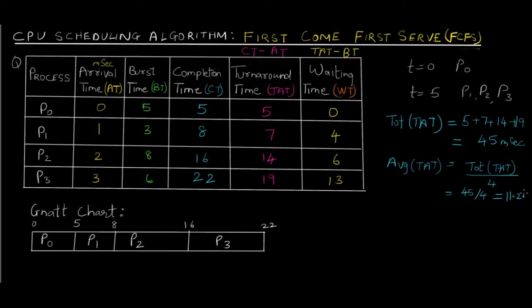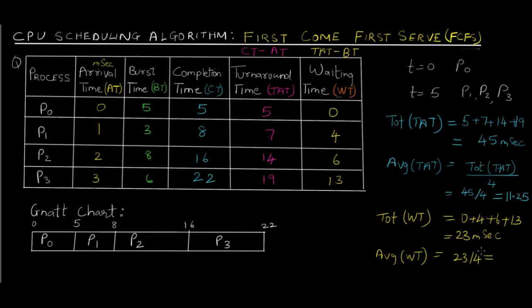So this is one thing that can be asked in the question, that is total turnaround time and average turnaround time. Another thing that they can ask is total waiting time, which is going to be total of these waiting times, that is 0 plus 4 plus 6 plus 13, which is going to be 23 milliseconds. And again average waiting time, which is going to be 23 divided by 4, where 4 is the total number of processes, which is going to be 5.75 milliseconds. So these are the 4 different parameters that you might be asked in a numerical based on these types of algorithms. And yeah, this is pretty much it.